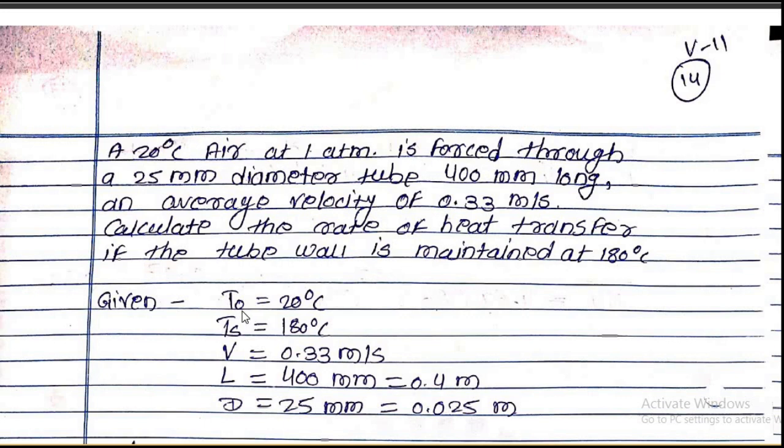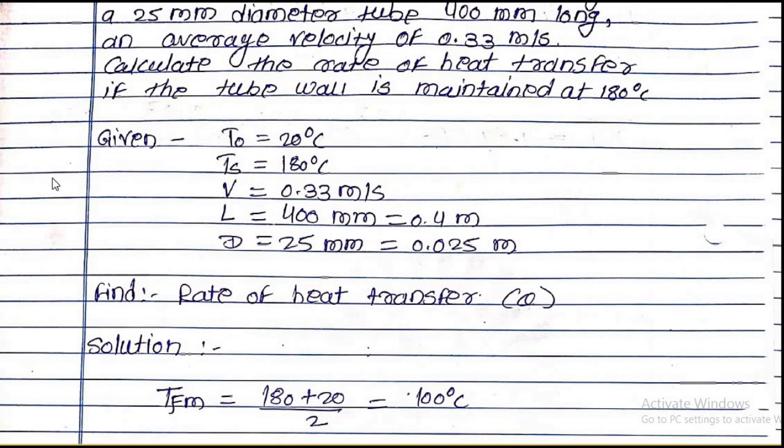So the given data is: air at 20 degrees Celsius is forced through a horizontal tube, and the tube is maintained at a temperature of 180 degrees Celsius, so Ts is equal to 180 degrees Celsius. Velocity of the air is 0.33 meter per second, the length of the tube is 400 mm, equal to 0.4 meter, and the diameter of the tube is 25 mm, equal to 0.025 meter. Here we have to find the rate of heat transfer, that is Q.